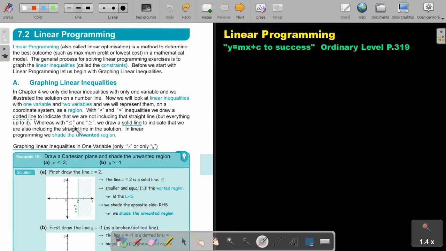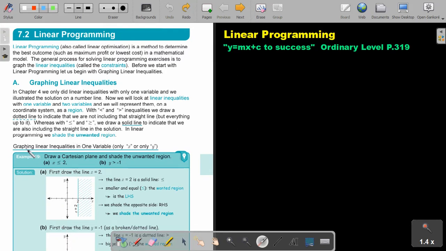Whereas with smaller than or equal to and bigger than or equal to, we draw a solid line to indicate that we are also including the straight line in the solution. In linear programming, we shade the unwanted region. In a further chapter, we shade the wanted region, but in linear programming, we shade the unwanted region.